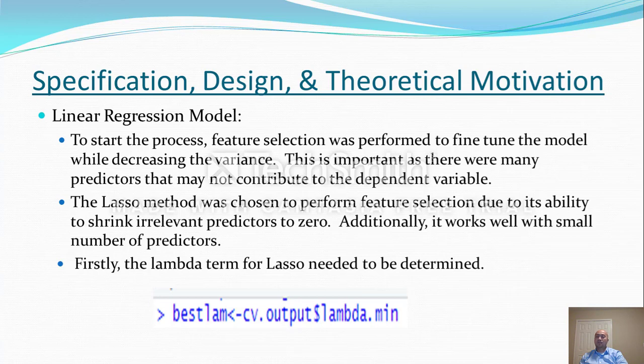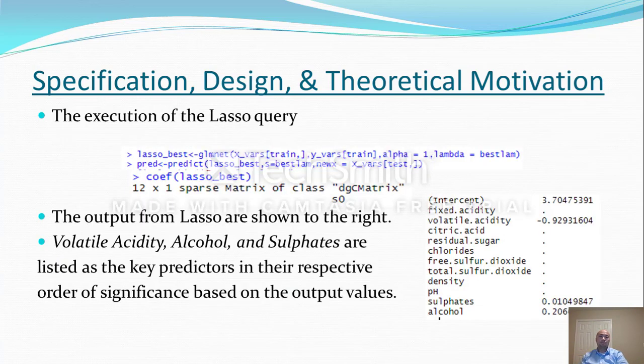To begin the lasso process, the lambda term needed to be determined, which is shown here. And shown here is the execution of the lasso query. Outputs from the lasso are shown to the right, and here are the three variables that are chosen: volatile acidity, alcohol, and sulfates.